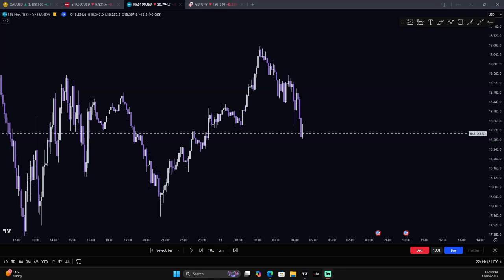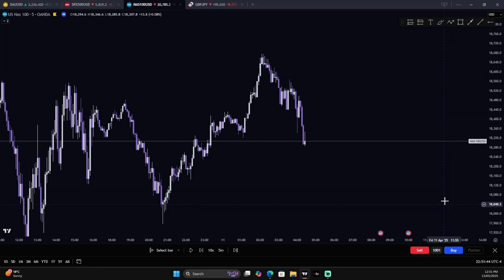Now me personally, something that I did mention in my previous video as well, is that I like to see no bodies closing within the zone and see a fairly strong wick rejection at the zone. I'm going to show you why this is so important.